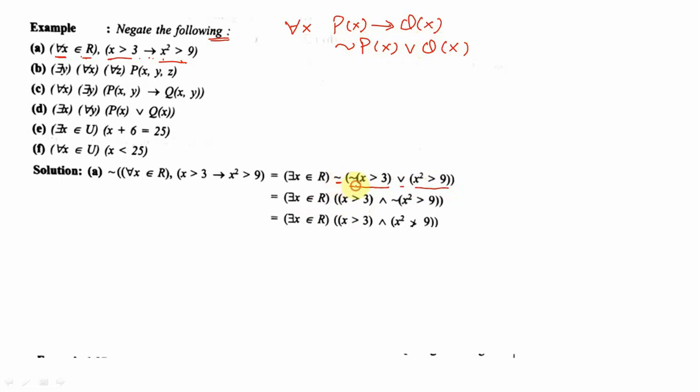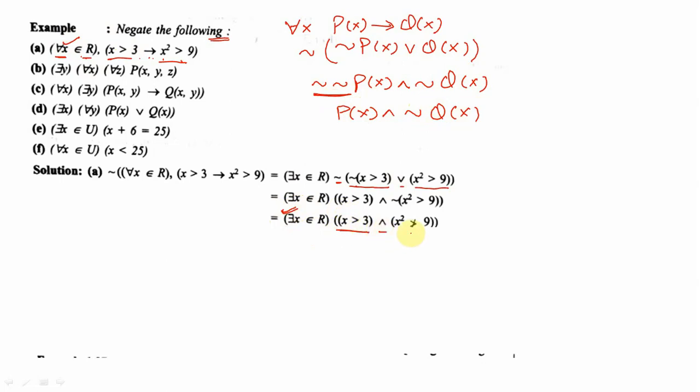So I get negation of px and negation of qx, and this by involution law becomes px and negation qx. This is exactly what I'm doing over here. There exists, see, this universal will become existential. So px and negation of qx. See, qx was x square is greater than 9 and negation of qx is x square is not greater than 9.